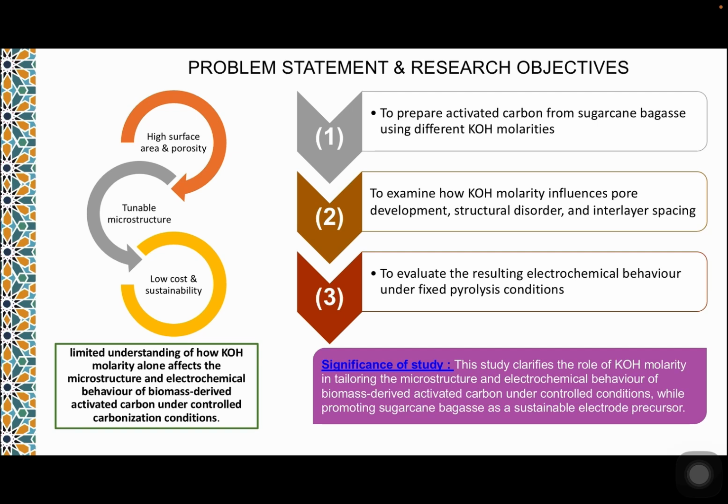We are aware that carbon electrode material has high surface area and porosity. It also has tunable microstructure upon processing, and it also has low cost and is sustainable. But the understanding of how potassium hydroxide molarity alone affects the microstructure and electrochemical behavior of biomass derived activated carbon under controlled carbonization conditions is still limited.